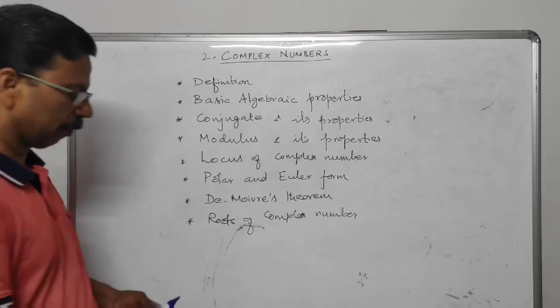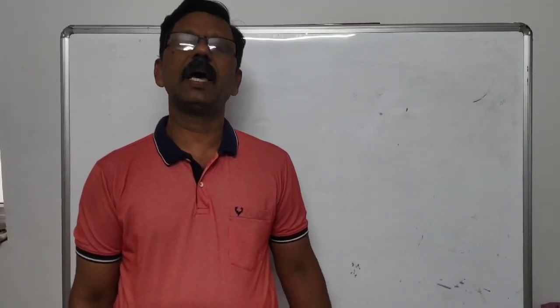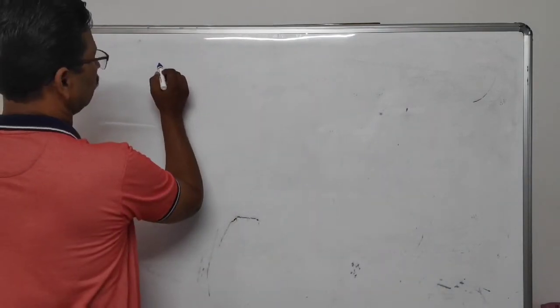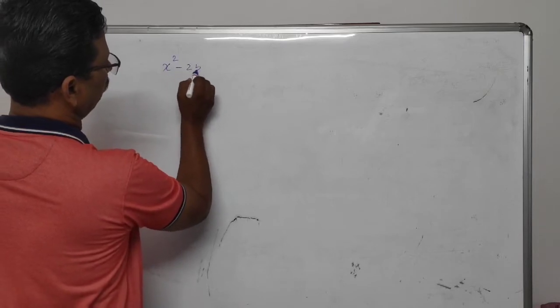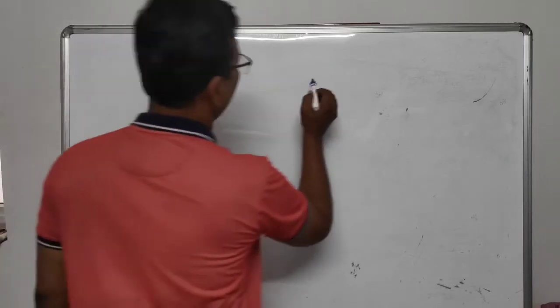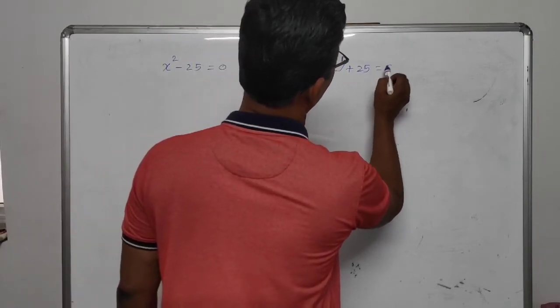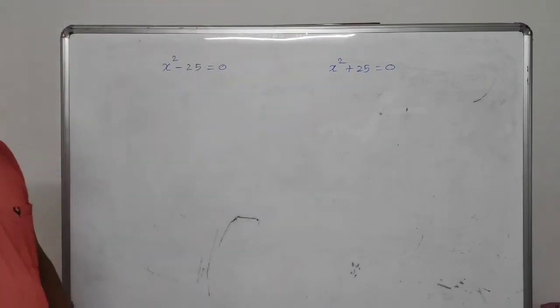Now let us see one by one. What is a complex number? Let us see what is an imaginary number. For that, let us consider these two quadratic equations: x square minus 25 equal to 0 and the other one is x square plus 25 equal to 0. Now we know how to solve these two quadratic equations.